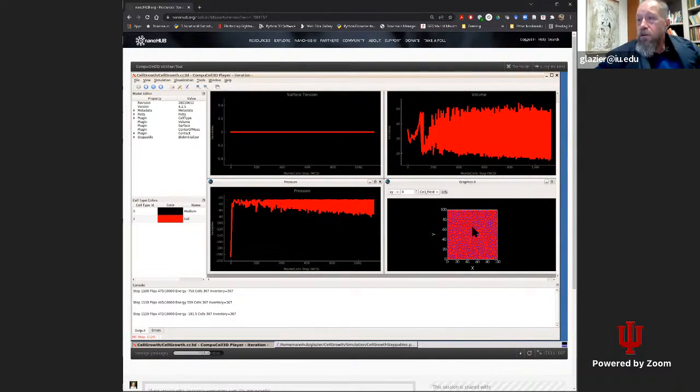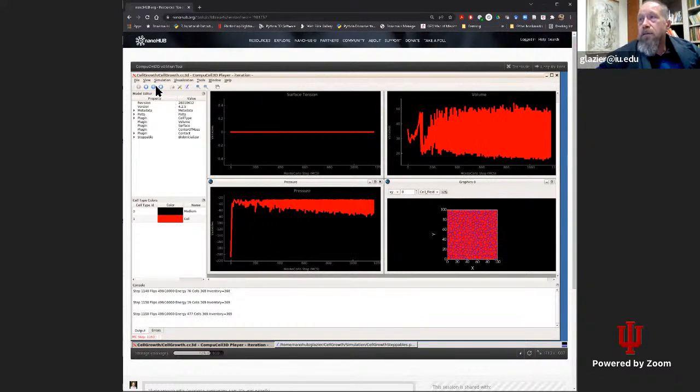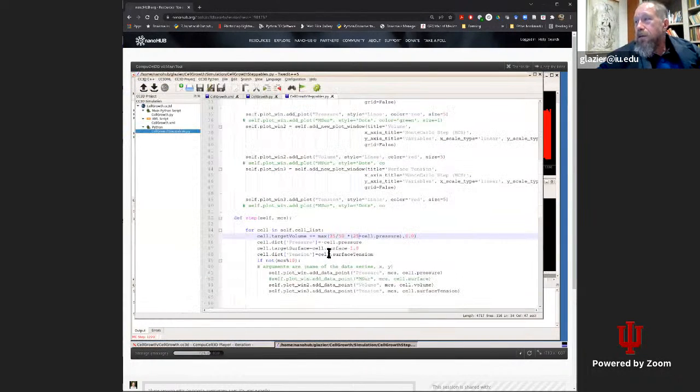What happens if I now trigger on the target volume rather than the actual volume with this rule on pressure? What's going to happen? Somebody guess? Somebody have it working?